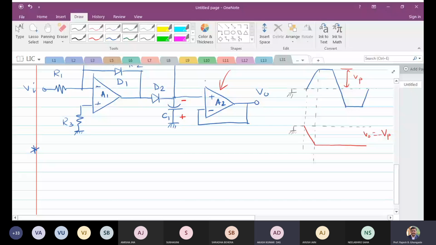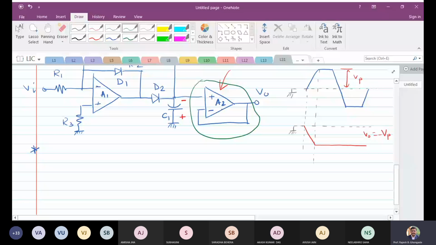Come on guys, we have done this at such length. Voltage follower, exactly. It is called a voltage follower, or many times we call it a buffer. So what is the use of this voltage follower or buffer? Impedance matching. It has a very high input impedance.